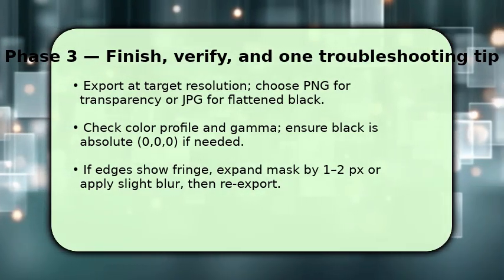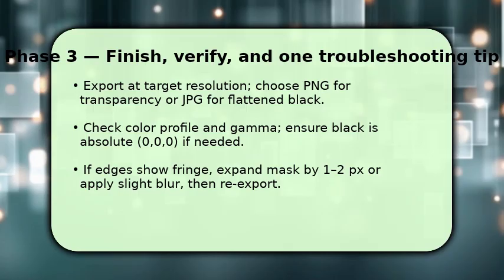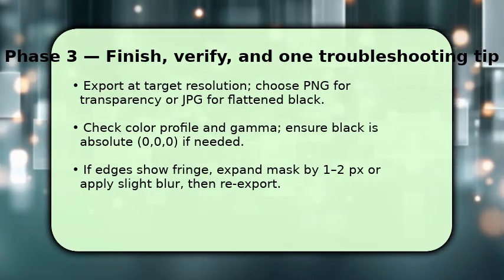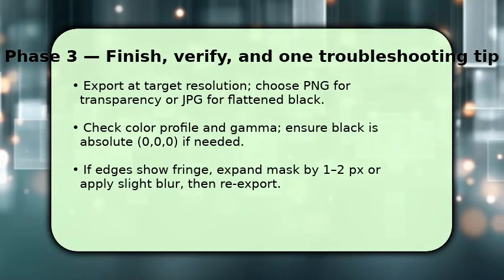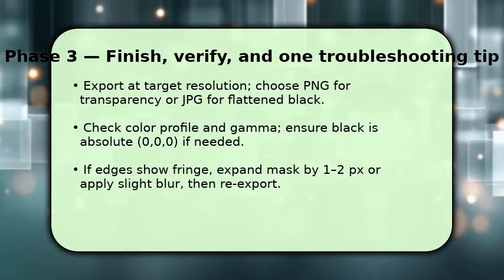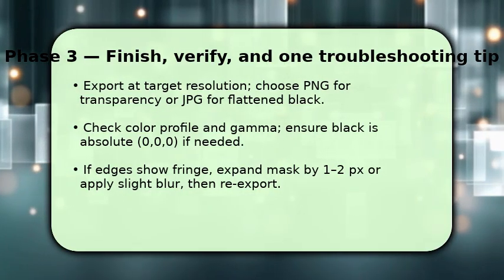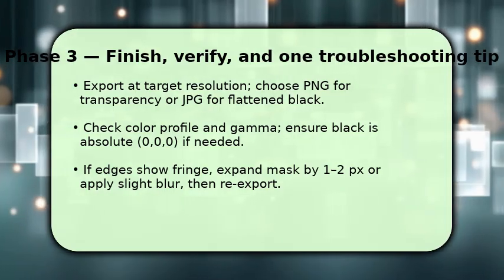If you see halos or fringe around cutouts, nudge the mask outward by 1 to 2 pixels, or apply a subtle blur to blend edges, and then re-export. If problems persist, undo the last mask and redo the subtraction carefully.